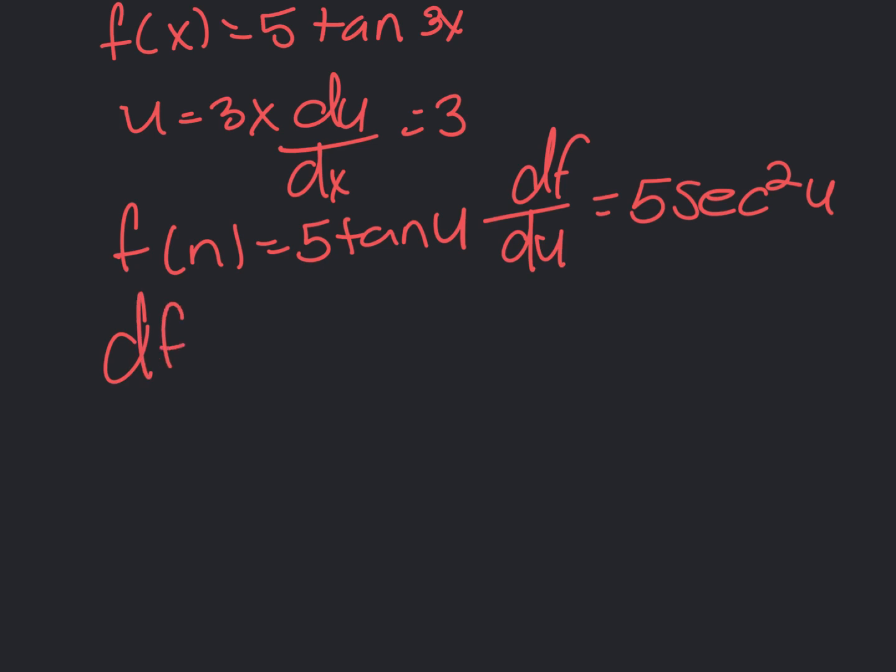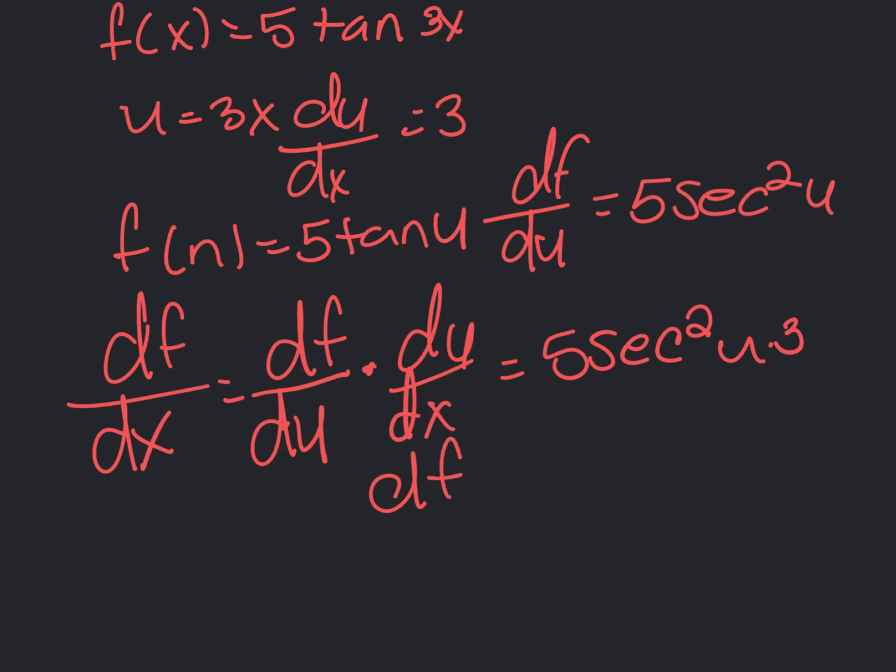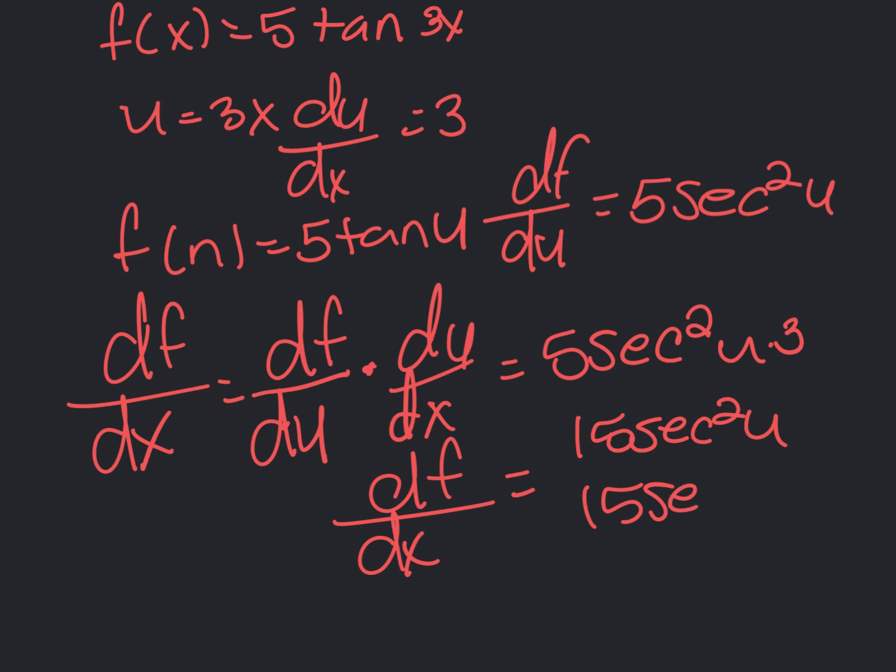Which the derivative of f over the derivative of x equals the derivative of f over the derivative of u times the derivative of u over the derivative of x, equals 5 secant squared u times 3. So the derivative of f over derivative of x equals 15 secant squared u, 15 secant squared 3x.